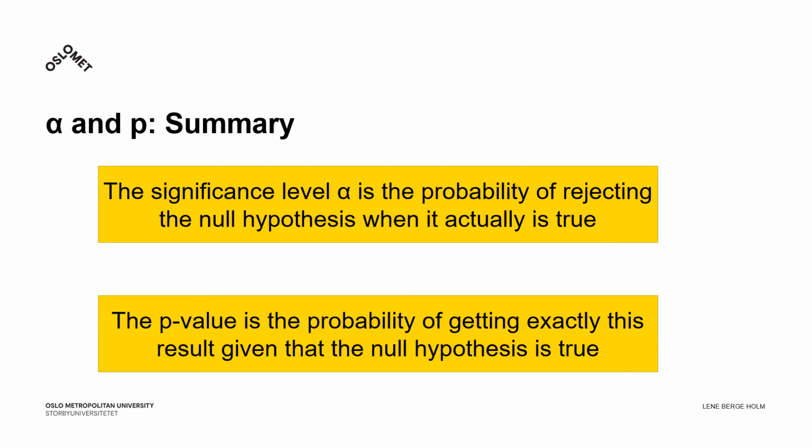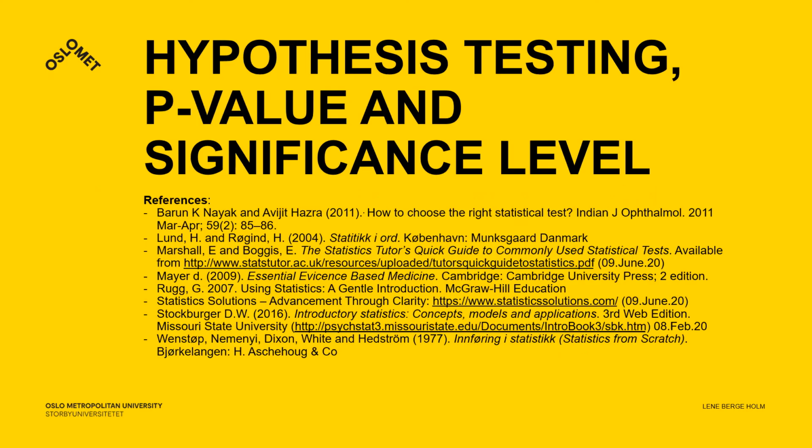So, to sum up, the significance level alpha is the probability of rejecting the null hypothesis when it is actually true. The p-value is the probability of getting exactly this result given that the null hypothesis is true. I hope this background on hypothesis testing, p-values, and significance level gave you an understanding of how to use and interpret this in statistical analysis later.